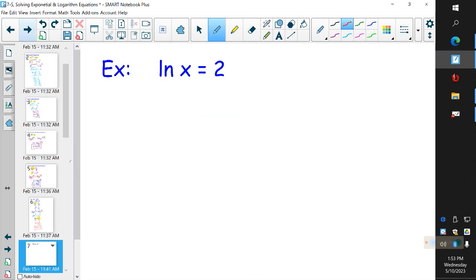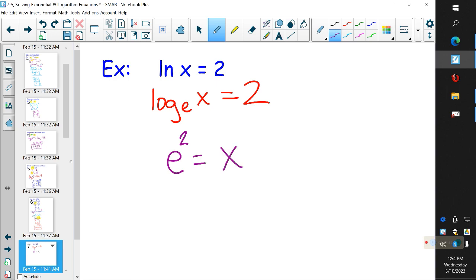Same concept. So now I need to do the natural logs. So I've done a whole bunch of exponentials with you. Now I'm going to give you natural logs or logarithms. When I see natural log, my brain needs to say that that's log base e of x is equal to 2. I need to immediately rewrite this as an exponential function. So my base is e, my power is 2, and that is equal to x.